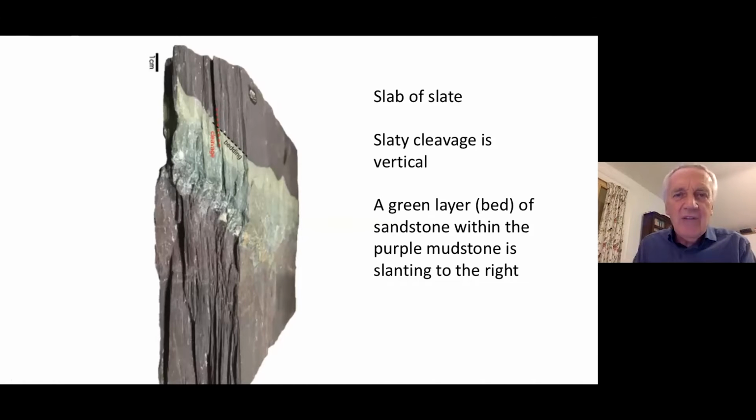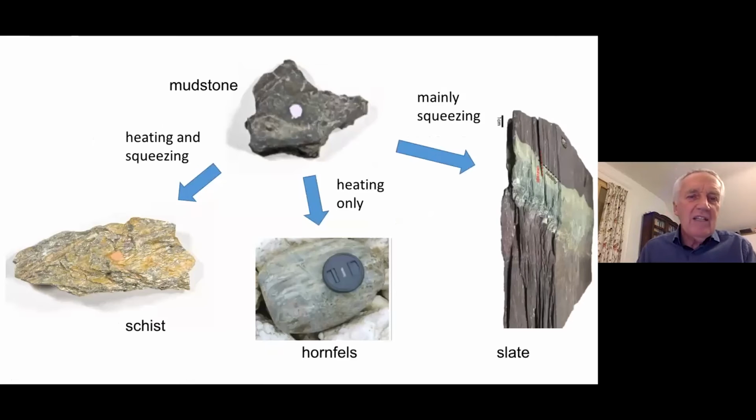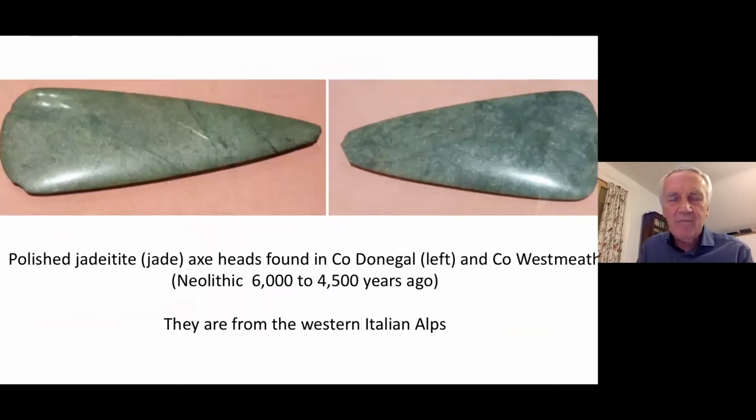So mudstone then, we've seen that it can be turned into schist by heating and squeezing. By heat only, we get hornfels. And in this case, we've got very little heat. There's a bit of heat, but it's mainly squeezing that has caused the mudstone to turn into slate. So the same starting material can end up as three different products depending on the conditions of metamorphism.